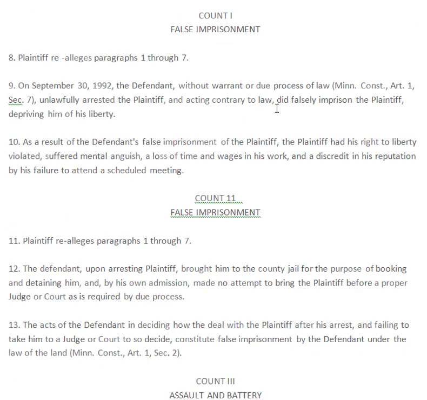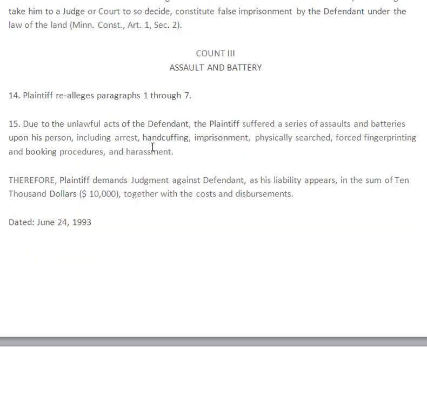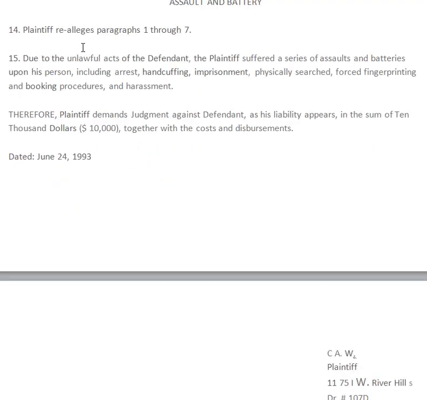All right, so here are the counts. I'm not going to go through all of these, but I'll go through this one here. It says, due to the unlawful acts of defendant, the plaintiff suffered a series of assaults and batteries upon his person, including arrest, handcuff, imprisonment, physical search, forced fingerprinting, booking procedures, and harassment. Plaintiff demands judgment against defendant as his liability appears in the sum of $10,000 together with the cost and disbursements. And then it's just signed by.